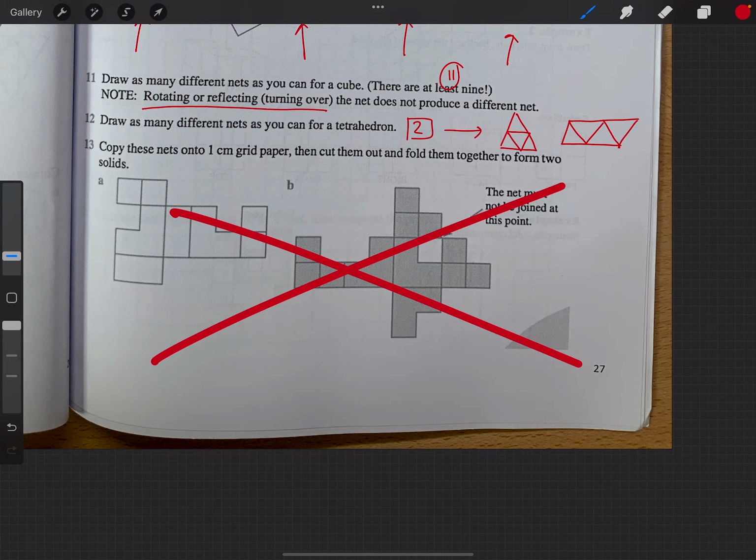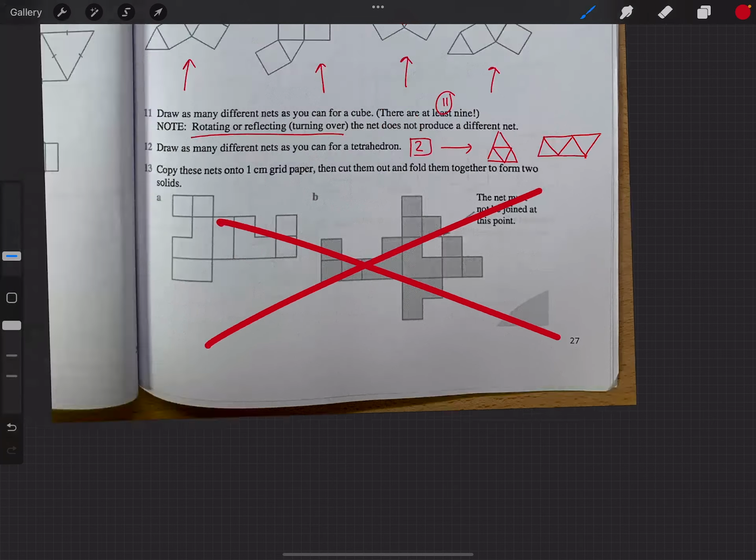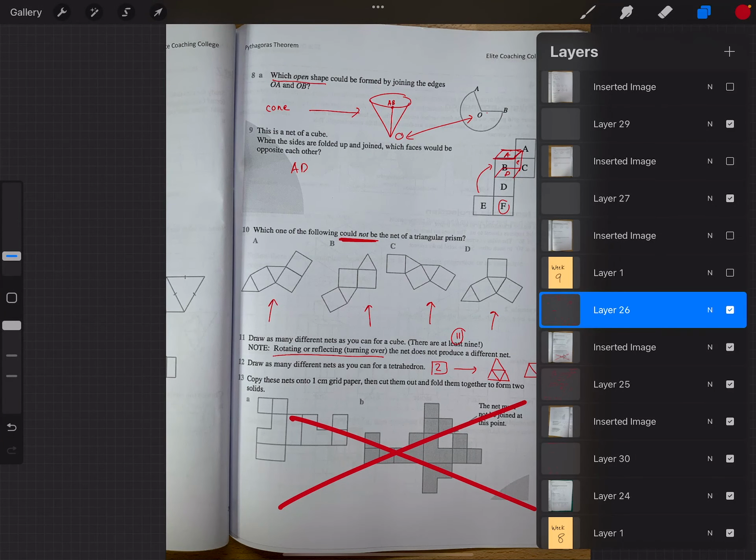Now, question 13. Copy these nets into one. No, don't do this question. I crossed it out on purpose, so you can skip that question. Okay, that's the end of that one.